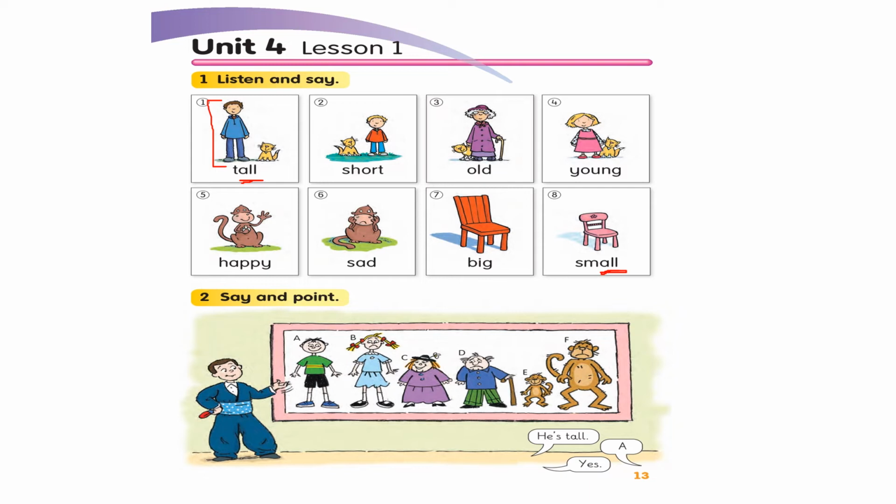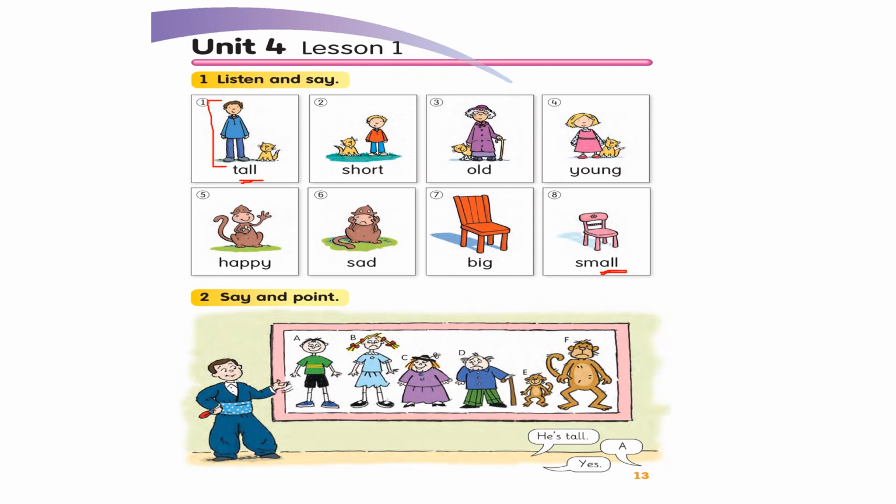Let's look at this picture. Look at picture A. We have this boy. Let me describe this boy. How is he? We can say he is tall, happy, and young. So we can use 3 adjectives for this boy, right?